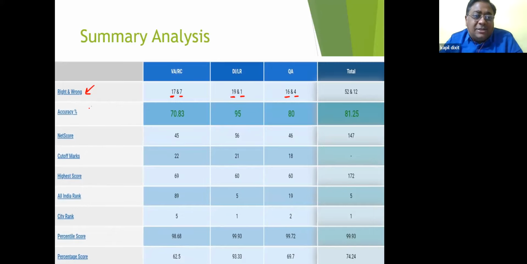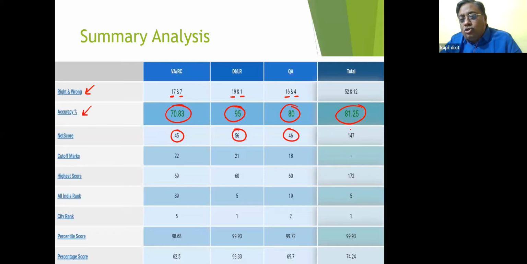Now, accuracy percentage. So this is accuracy percentage of VARC, LRDI and quant. And this is total accuracy percentage. I mean, this is kind of 80% accuracy this guy is playing. Net score 45 in VARC, 56 in LRDI, quant 46, overall score 147.